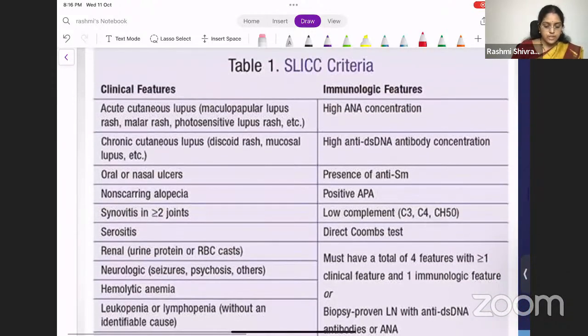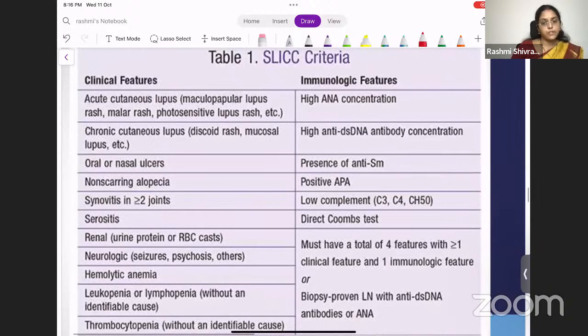So there is something called the SLICC criteria to diagnose lupus. Among this, you have the clinical features and the immunological features. So let's look at the immunological features first. You have a high ANA concentration. Makes sense. So you get the titers. The higher the titer, the more sensitive it becomes. Right? The more sensitive it becomes.